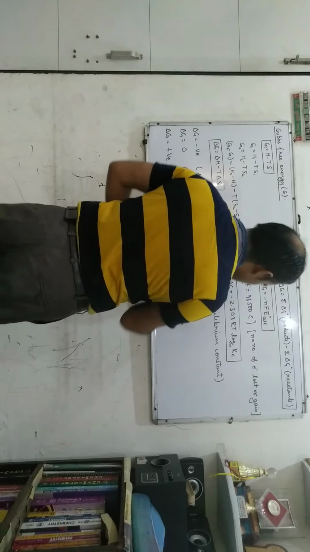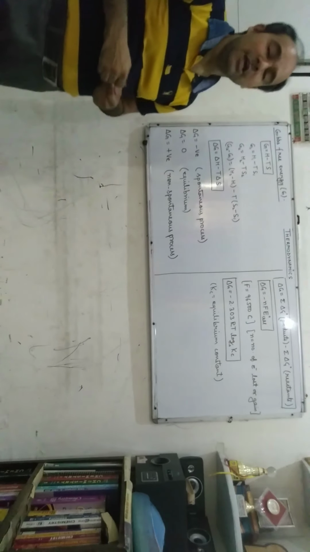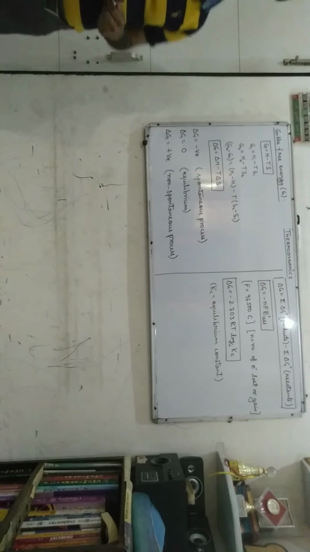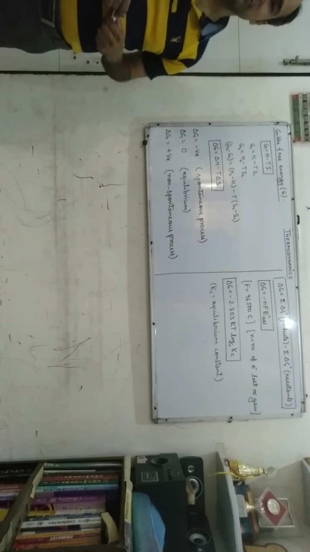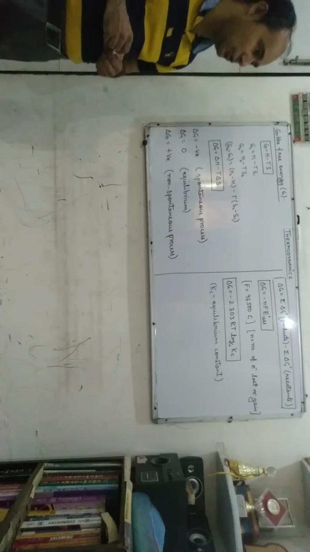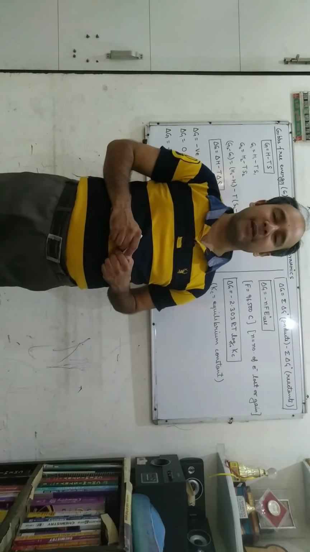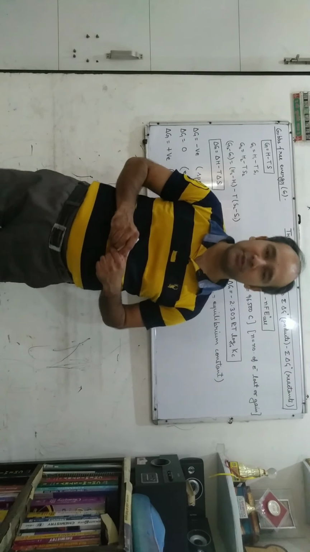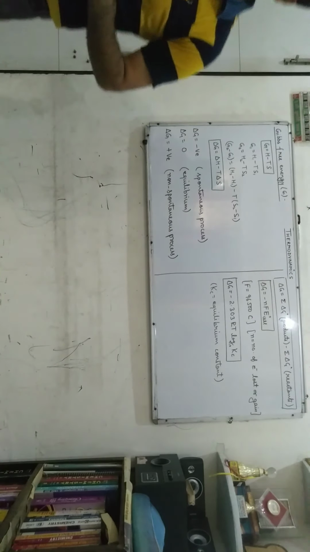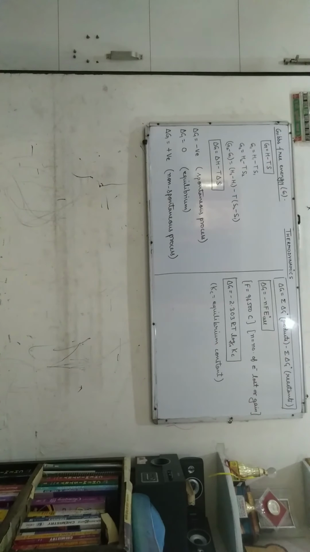Now let us discuss the third law of thermodynamics. According to the third law of thermodynamics, entropy of a perfectly crystalline solid is taken to be 0 at absolute 0 temperature. Students, the third law of thermodynamics is used in calculation of absolute entropies of substances at room temperature.